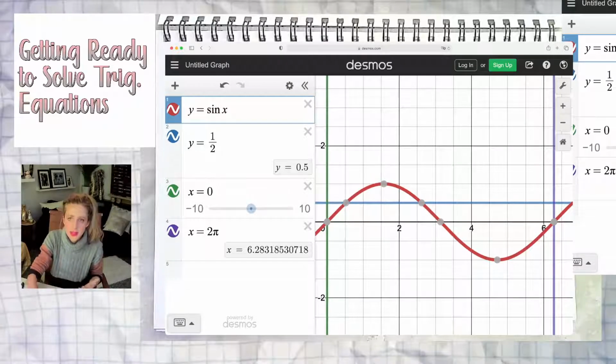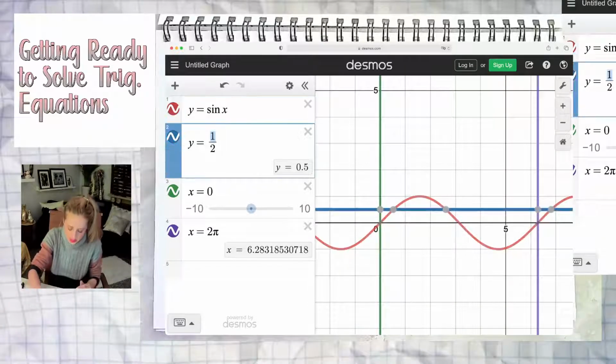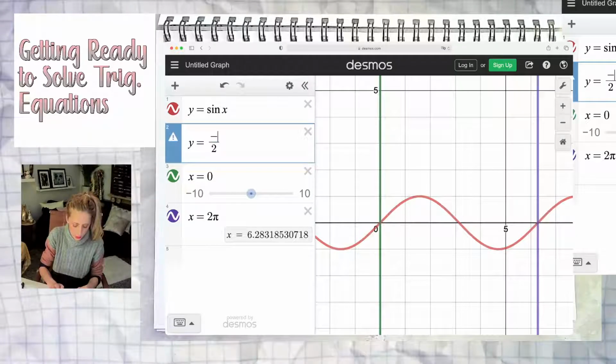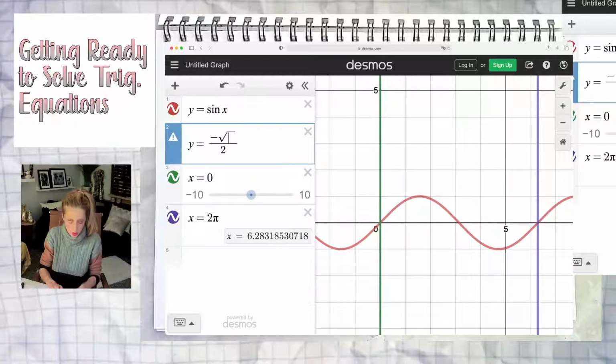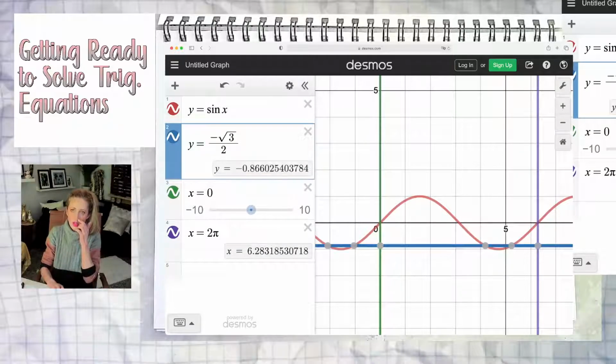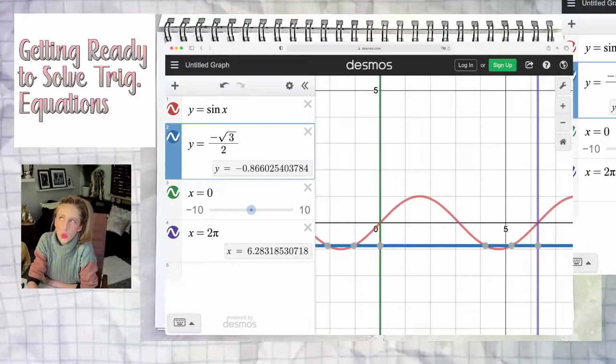If I said, when does sine of theta equal negative square root of 3 over 2, so we type SQRT, square root of 3 over 2. Now on the unit circle, if you picture that in your head, where does that equal negative square root of 3 over 2? 5 pi over 3. Yep, and 4 pi over 3. Exactly.